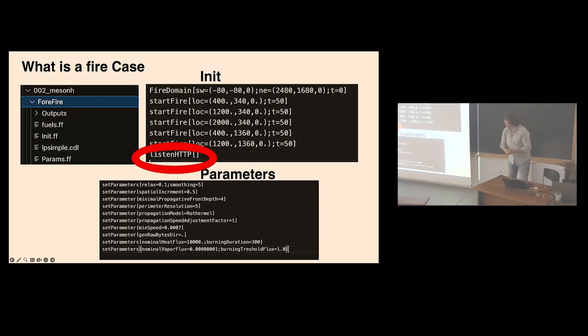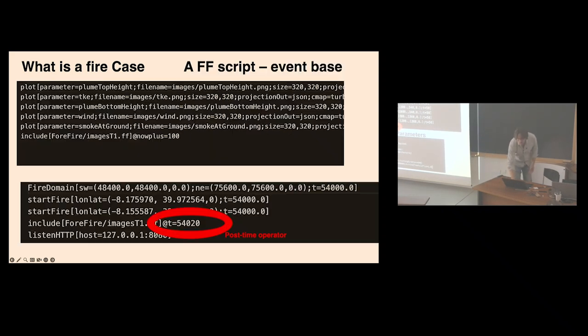So what is a fire case? The fire case is basically an initialization file and a parameters file. That is going to be what is in Meso-NH. And then you have some operators to postpone things.